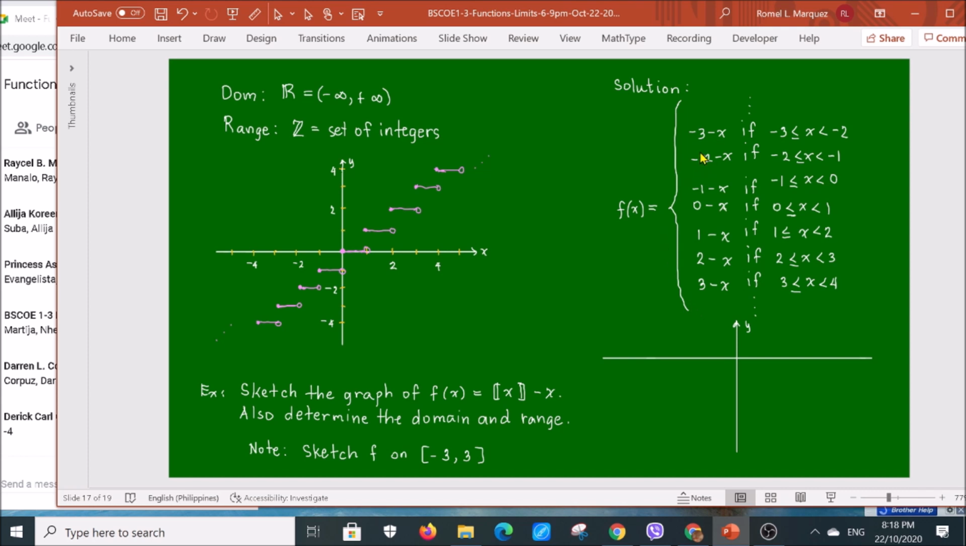So, when x is, let's start with the middle. When x is 0, 0 minus 0, it's 0, children of the Philippines. So, it's 0.